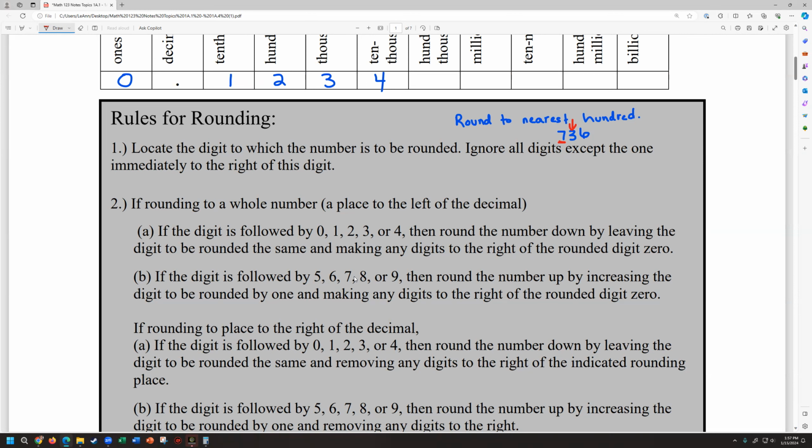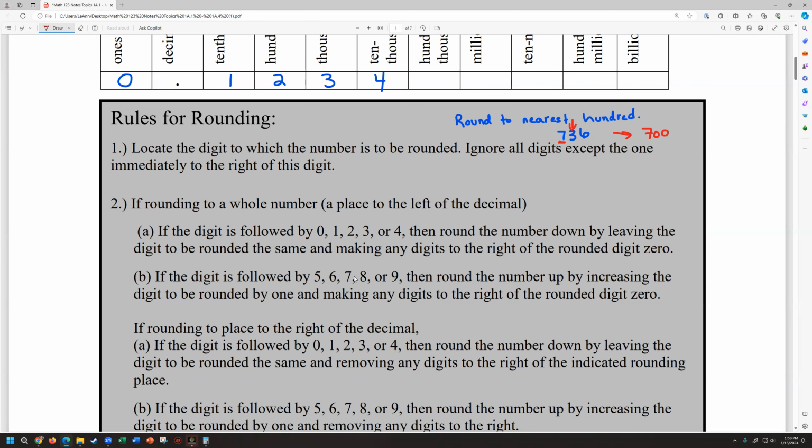If we're rounding to a whole number, remember that means a place to the left of the decimal. If the digit is followed by a 0, 1, 2, 3, or 4, then we round the number down. We're not really rounding the digit down, we're just leaving the digit as it is and replacing all the digits to the right with a 0. So you are rounding the whole number down, but you're not rounding the actual digit down, okay? That one right there would fall under that category. This one would be 700, because the 3 is a 0, 1, 2, 3, or 4, so it does not make that 7 bump up to an 8.